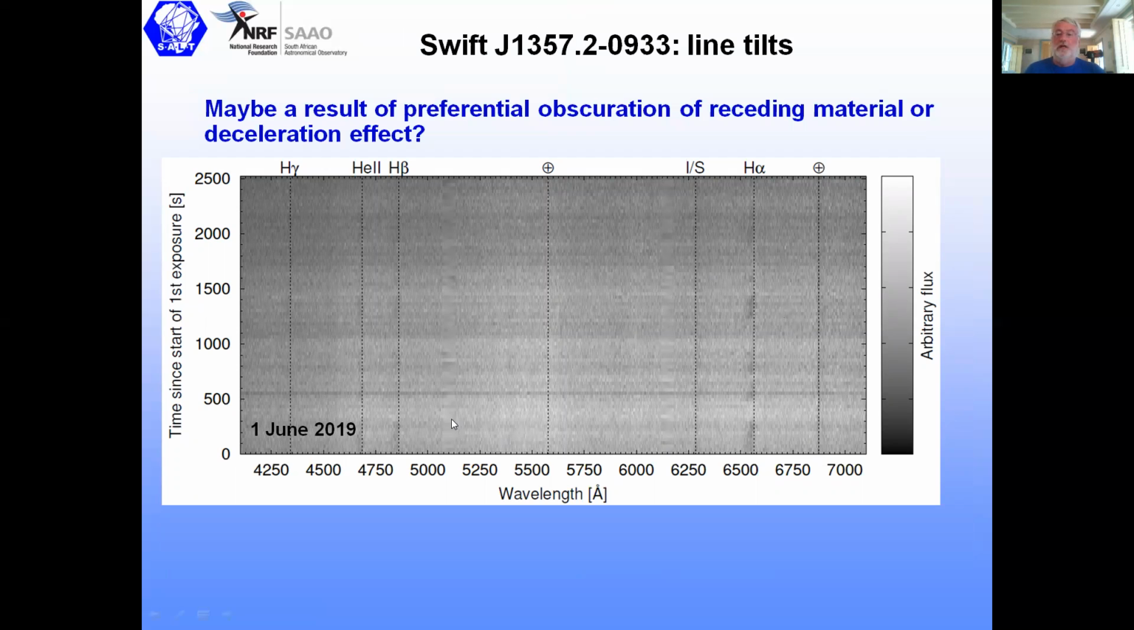And this is another observation on the 1st of June showing the same tilt. So we are explaining this as a possibility that during the dip period, the obscuration of the receding matter is being systematically more absorbed, which starts off being more blue shifted and then gradually increasing in velocity, or possibly a deceleration effect.